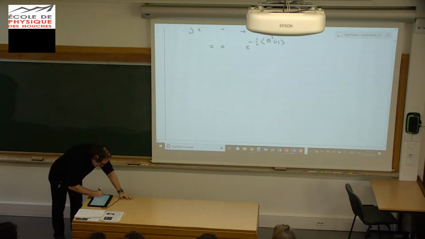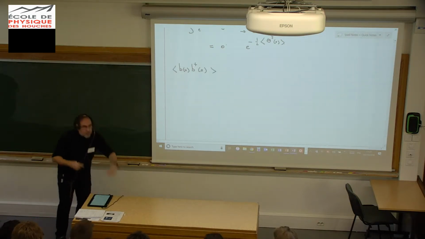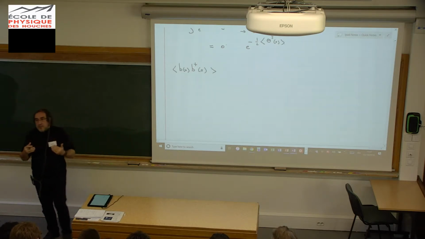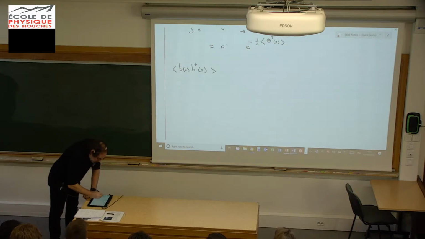So let me give you the correlation where I create a boson at point 0, and I try to destroy it at point x. You can do the same thing by, of course, time dependent. It's not a big problem to do time dependent. It's also not a big problem to do finite temperature, but everything I'll say is restricted to zero temperature. This is proportional to 1 over x to the power 1 over 2K.